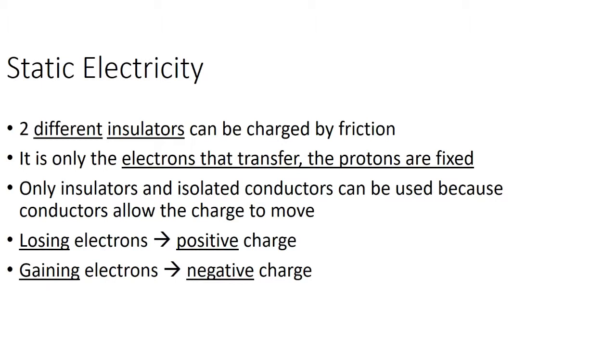It is only the electrons that transfer; the protons are fixed. Only insulators and isolated conductors can be used because normal conductors allow the charge to move. Losing electrons leads to a positive charge, whereas gaining electrons leads to a negative charge.